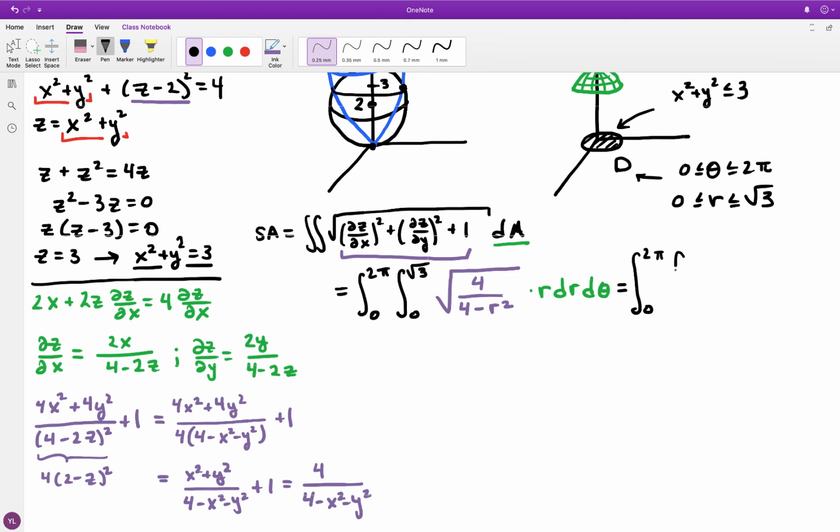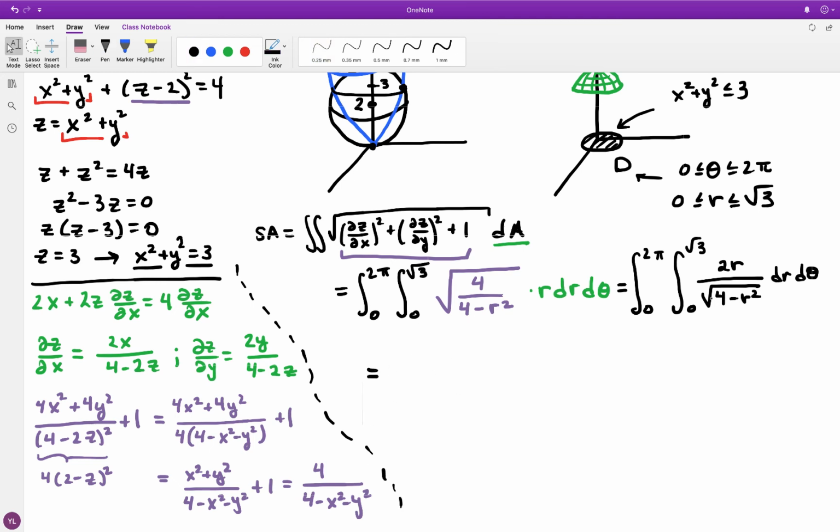I can do u substitution on this because I see an r squared expression under the radical in the denominator, and I have an extra r factor up top. So that's perfectly set up for u substitution. If I let u equal 4 minus r squared, then du is going to be negative 2r dr. So changing the limits of integration over and then incorporating the extra negative from du, I get the following double integral, which now I can go ahead and solve.